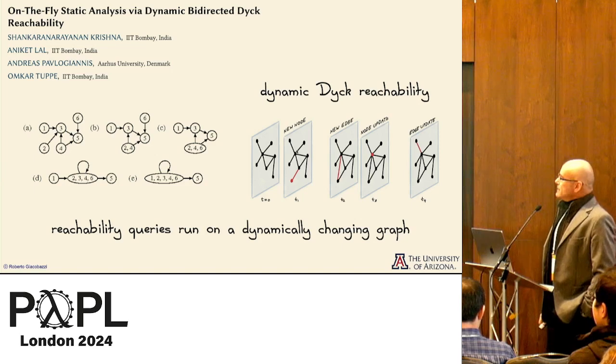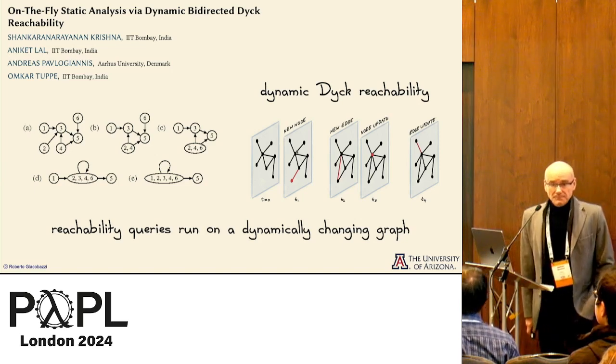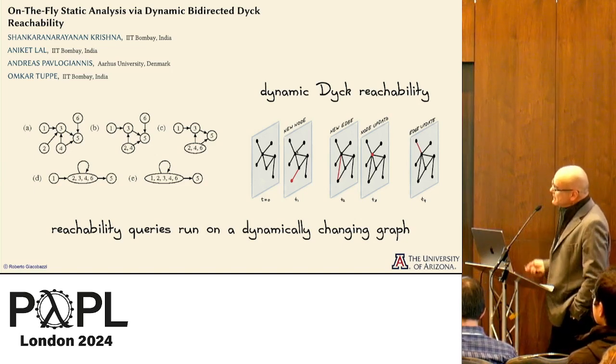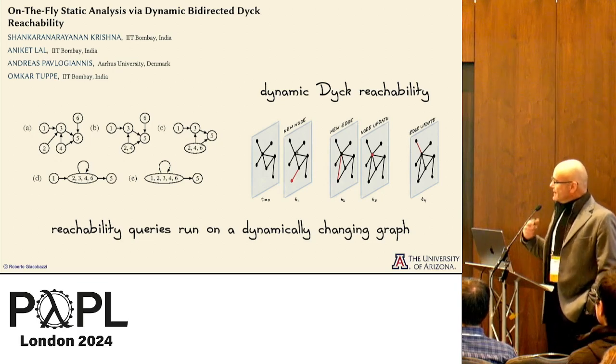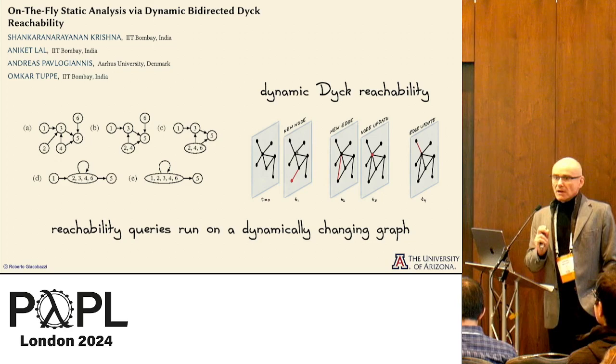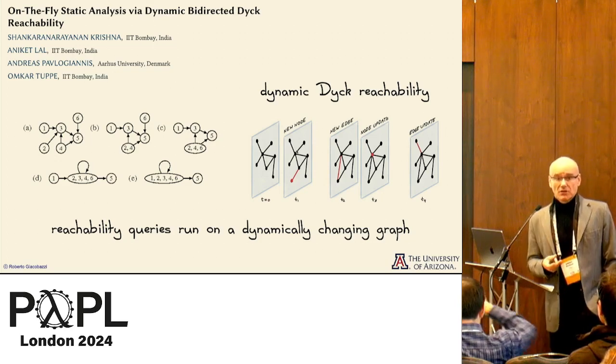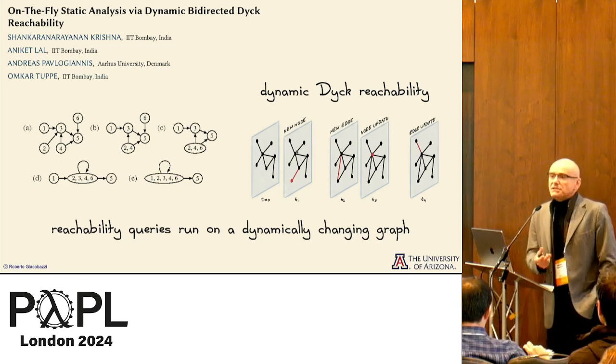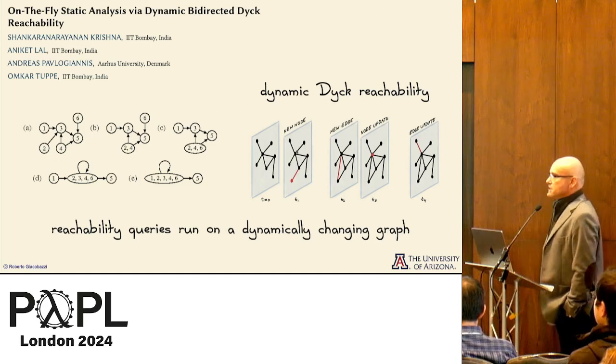The other one is on dynamic reachability, which is made by computing reachability over dynamically changing graphs. And this is very good if you want to analyze dynamically changing code, so code that has been patched, that has been adapted during the execution.